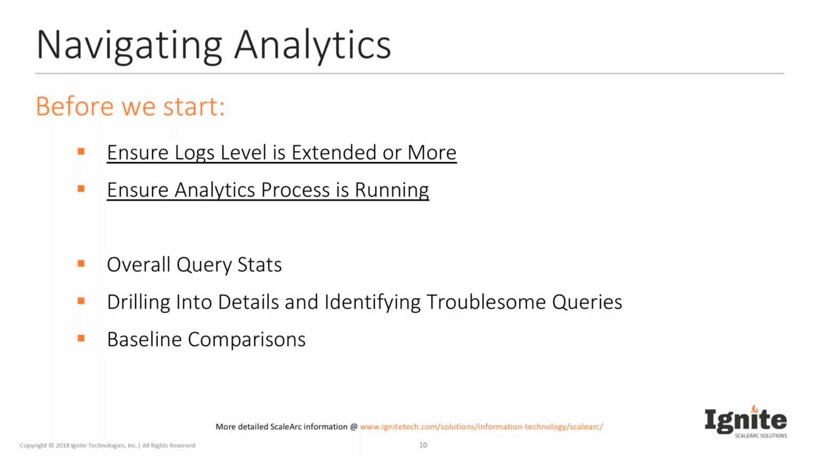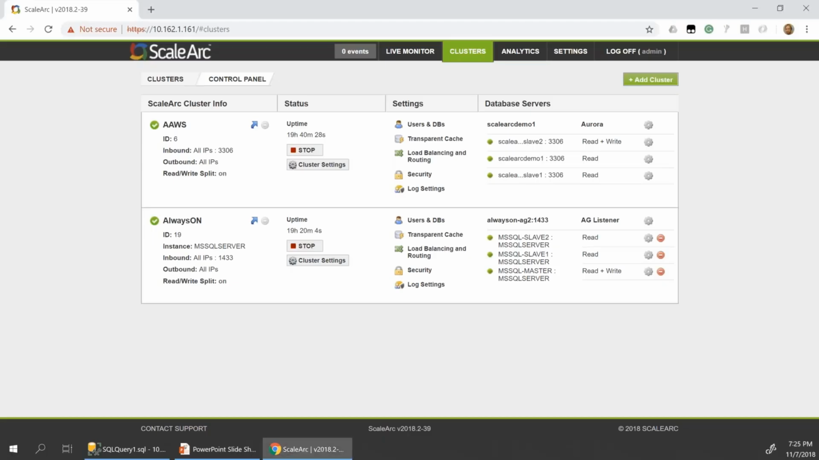And one thing that I want to show before I drill in and look at the overall queries and do some comparisons, what I want to ensure is that you are familiar with those two settings here. One is the log level, and the other one is to ensure that the analytics process is running. Let me jump over to my ScaleArc instance again, and I'm going to show you now where to look for those settings.